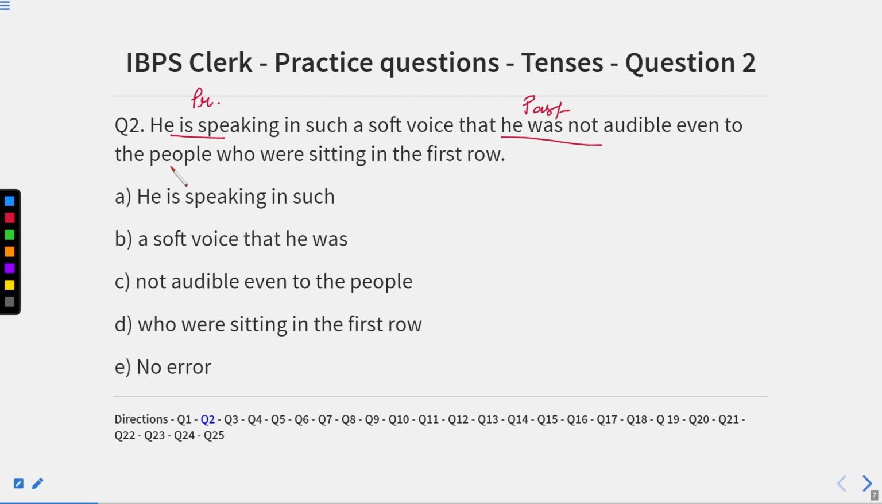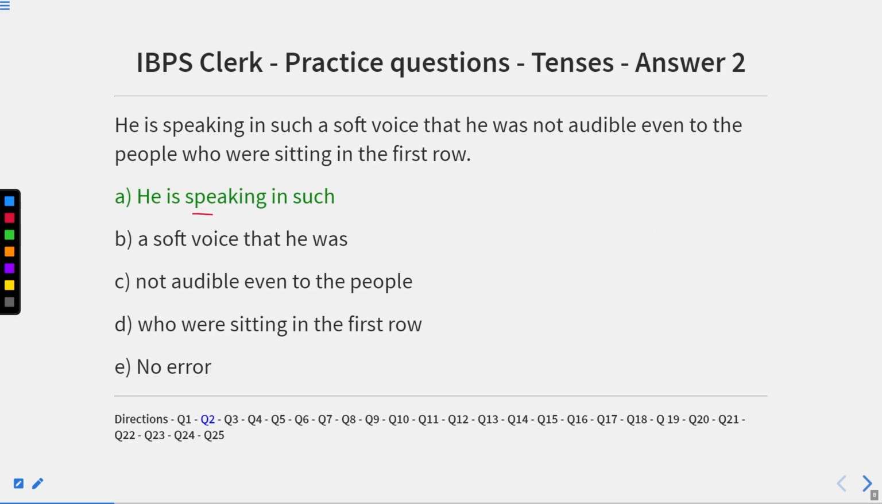It is, you can say, the action has already taken place, even to the people who were sitting in the first row. Again, if you see the last part of the sentence, it is again in past. Now only one part can contain an error. Now if the first part is present tense and the remaining parts are past and past, it means the tense which is used over here is incorrect. It should be replaced with the past tense. Therefore is should be replaced with the past form of be, that is was. So here you can see that the error is in part A. So our answer is A, where is should be replaced with was.